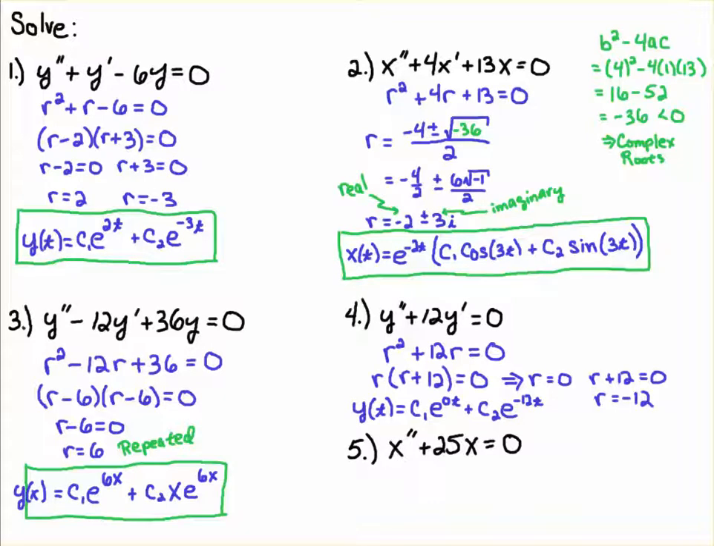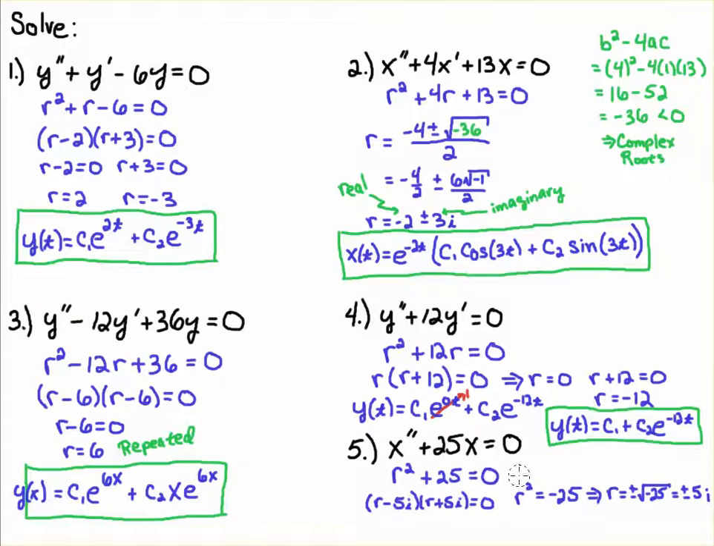But no one's going to write e to the 0t. 0 times t is equal to 0, and e to the 0 is equal to 1. So we have y of t is equal to c1 plus c2 e to the minus 12t.